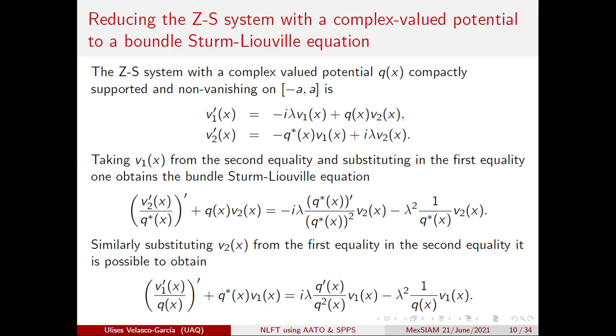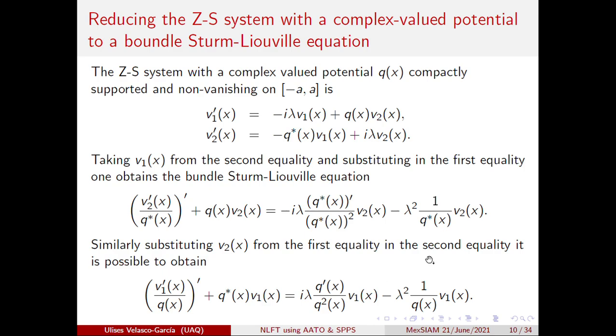So, what's the relation of the Zakharov-Shabat system with a Sturm-Liouville equation? We have two situations here. When we consider a complex-valued function, which is the case I just showed a few slides ago, we obtain a very special kind of Sturm-Liouville equation, which is called a bundle Sturm-Liouville equation, or also pencil Sturm-Liouville equation, where the difference to a usual Sturm-Liouville equation is just that the spectral parameter appears two times, with power 1 and power 2. This is a bundle Sturm-Liouville equation.